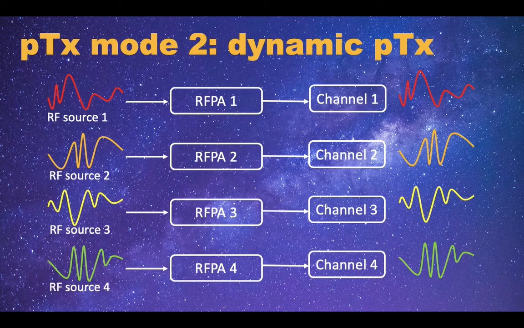The second mode of pTx is called dynamic pTx. As we mentioned before, in the pTx system, each transmit channel is driven by its independent RF PA, so we can directly feed different RF waveforms to each RF PA. In this case, the flexibility provided by the pTx system is fully exploited. In other words, the static pTx can be viewed as an extremely simplified version of dynamic pTx. But with the actual freedom provided by the dynamic pTx, we can certainly do more.